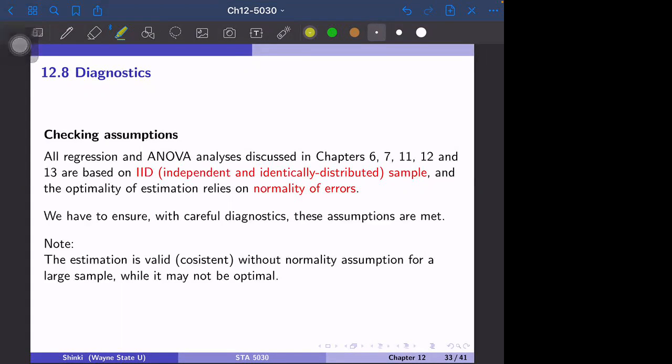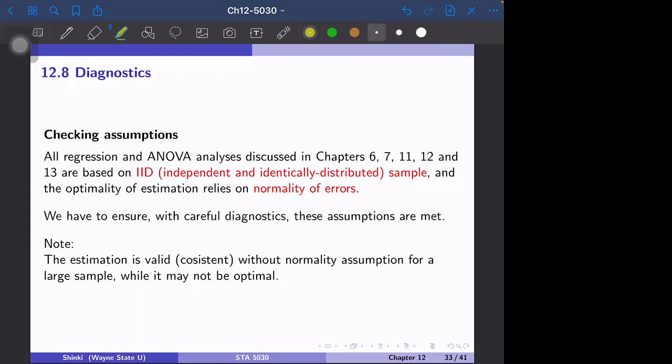Hi, section 12.8, the diagnostics. We have discussed some diagnostic plots in linear regression and ANOVA, but I only introduced the minimal amount, so I would like to enhance the diagnostics here. This is important for statistical analysis. In the final projects, you can also include the diagnostic plots to justify your statistical models.